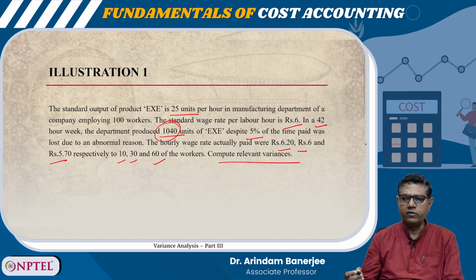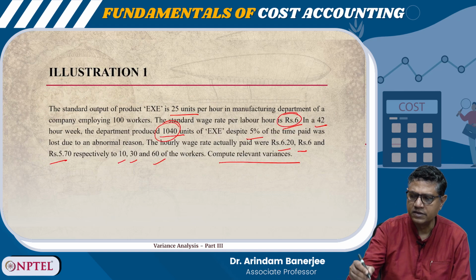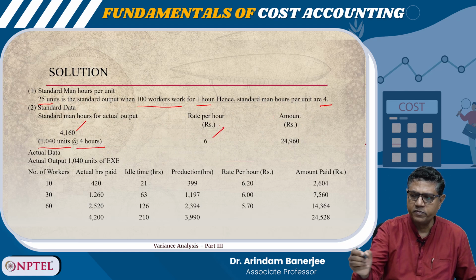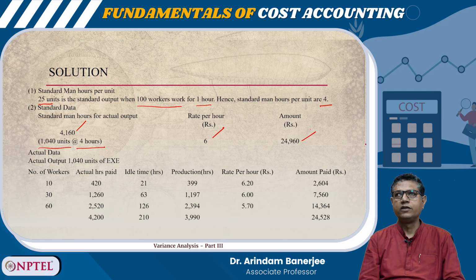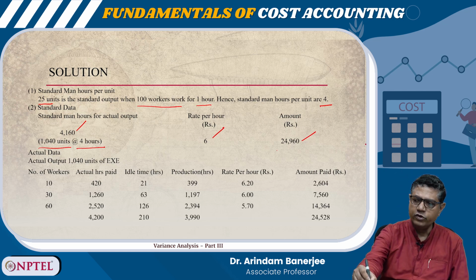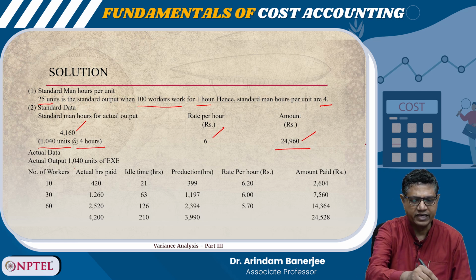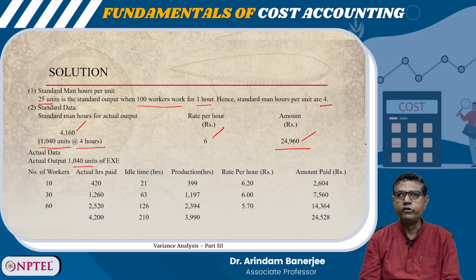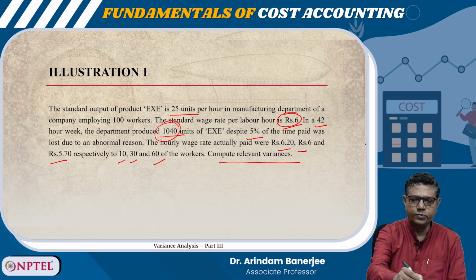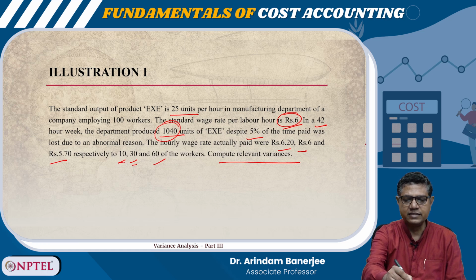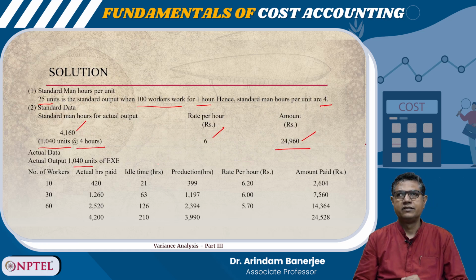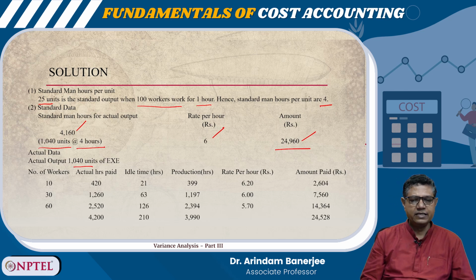And what is the rate per hour? Rate per hour is 6. It is given here. So, it is 6 rate per hour, and the amount will be 4160 into 6, that is 24,960. This is the amount. And actual data: 1040 units of EXC. If you look at the problem, there are 3 groups of laborers, 10, 30 and 60, whose wage rates are different.